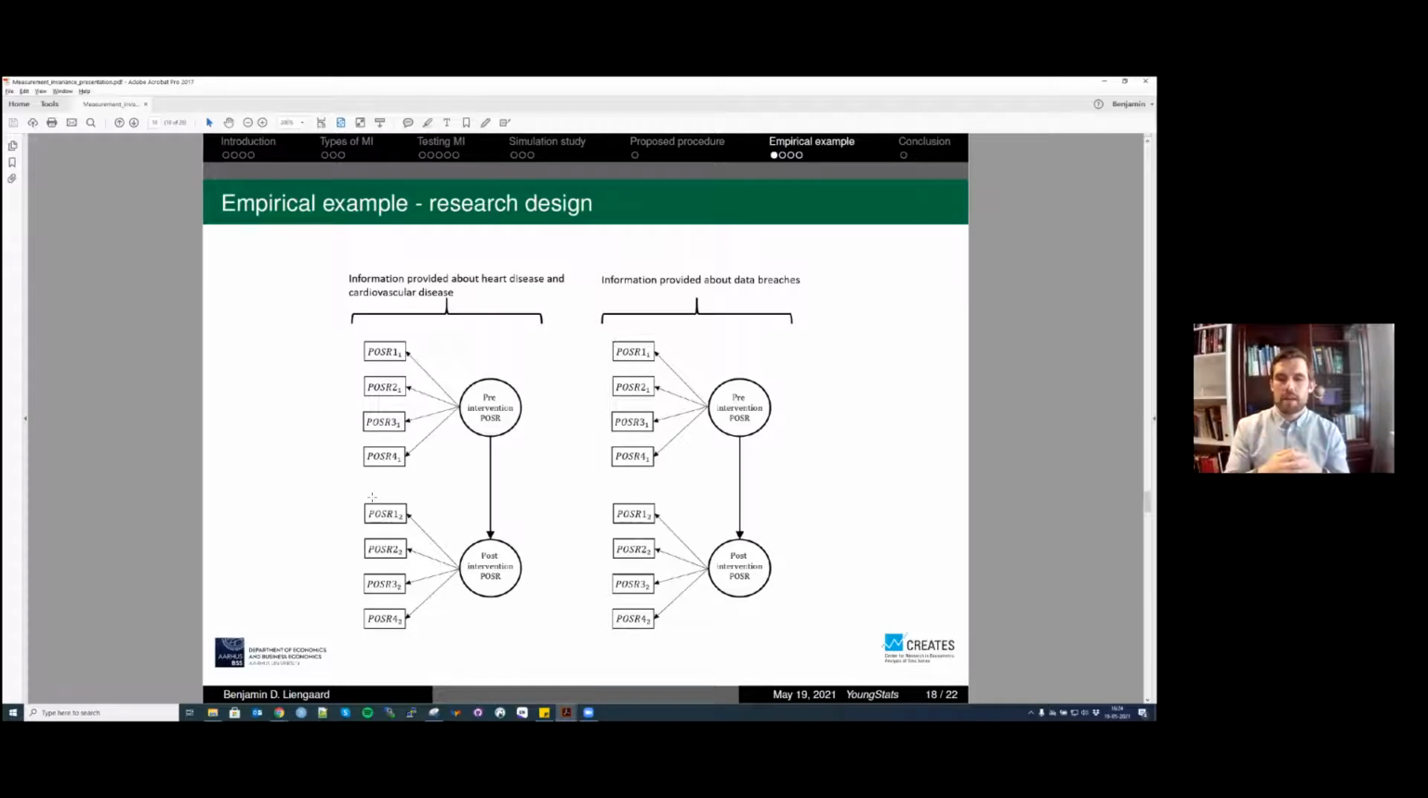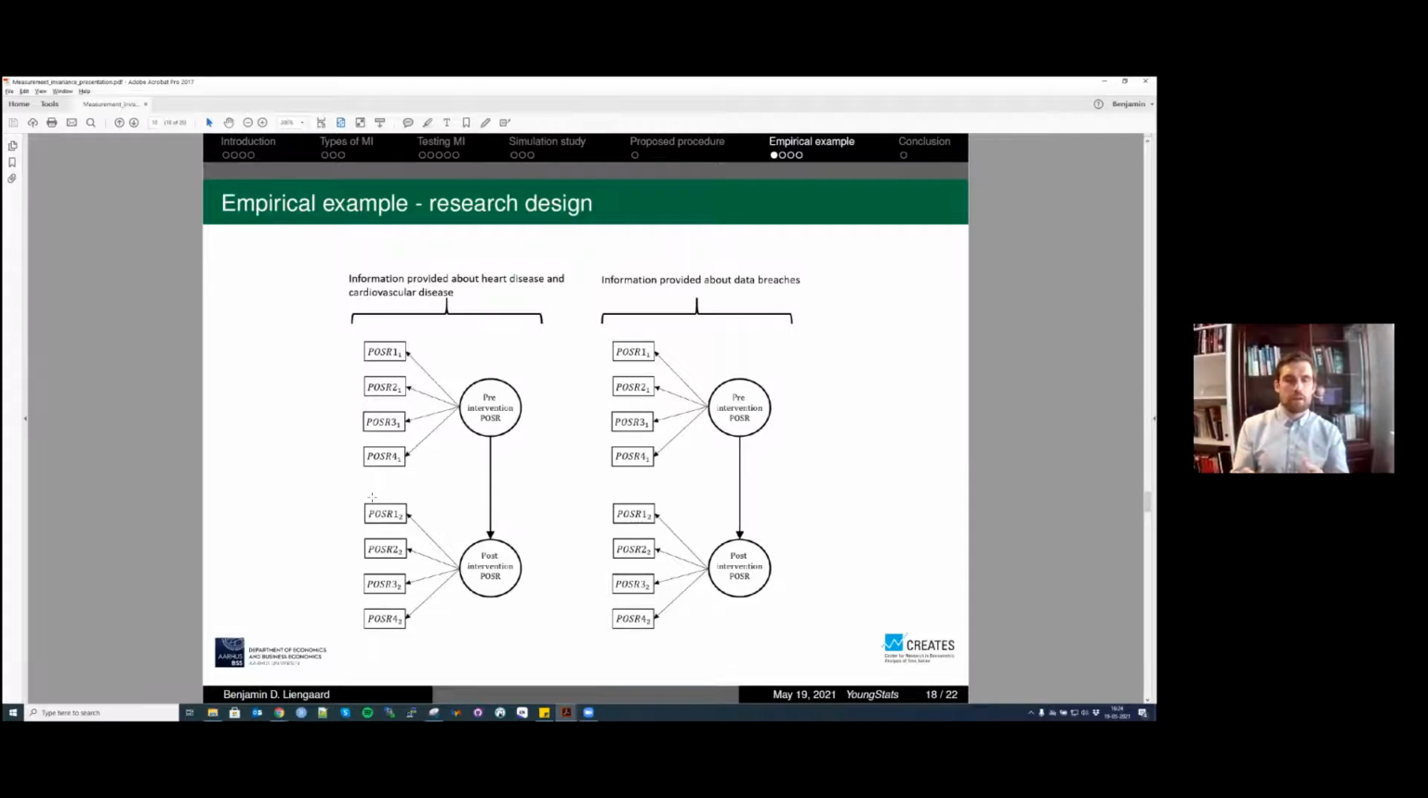Okay. So lastly, I'll just show you a brief empirical example. The purpose of this example is to show you what this measurement invariance test allows researchers to do. So here I'll do what I call a latent ANCOVA model. The idea is that we want to see if internet users will change their perceived online shopping risk if they know the risk of shopping online.